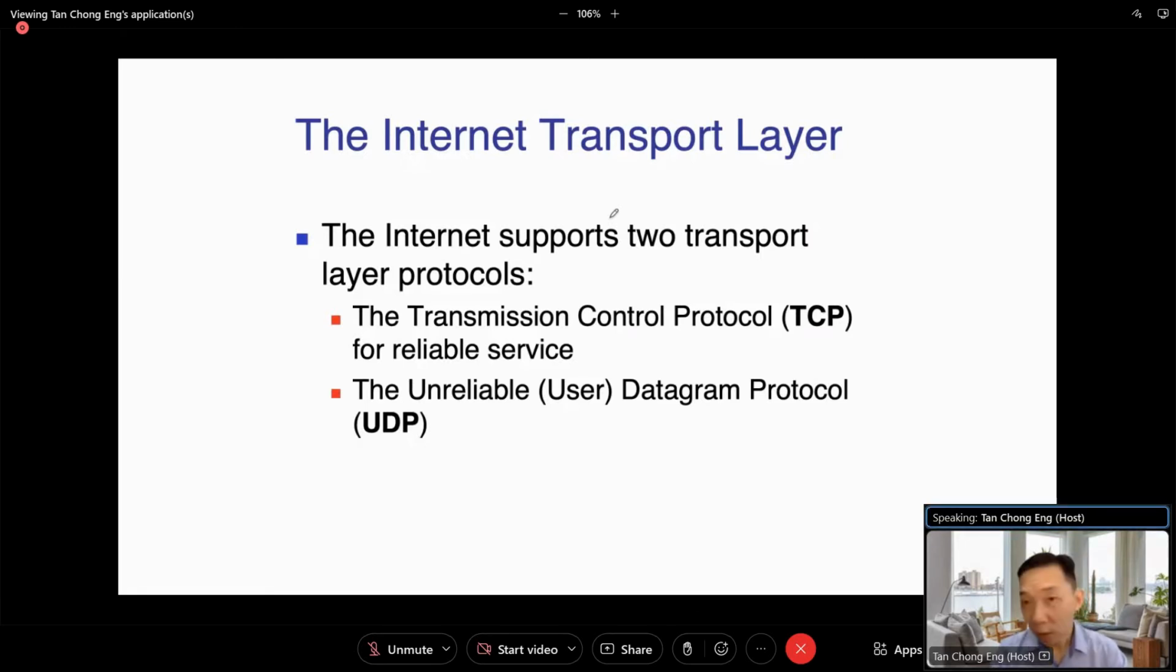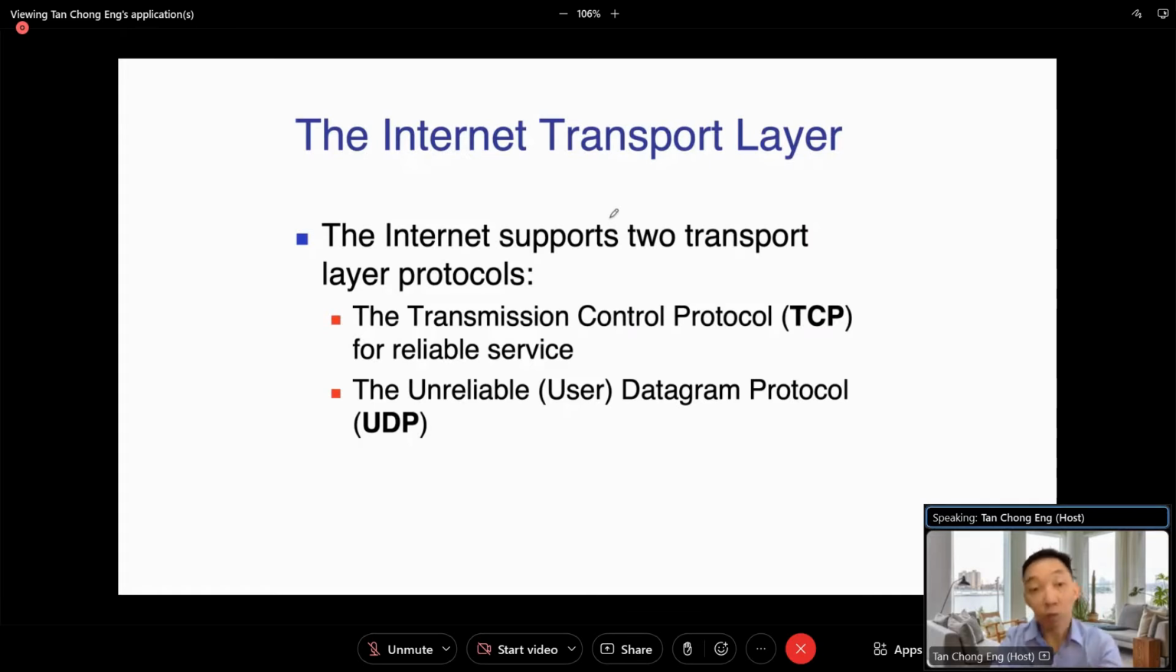This one is unreliable, meaning if you can afford to lose some data in the transmission, and you don't mind those data being lost because it doesn't affect you much, that's why you can use UDP. Obviously, UDP is going to be faster because it doesn't require a two-way handshake to establish the connection first before you can send your data. So UDP can just connect and send, because you don't care, right?